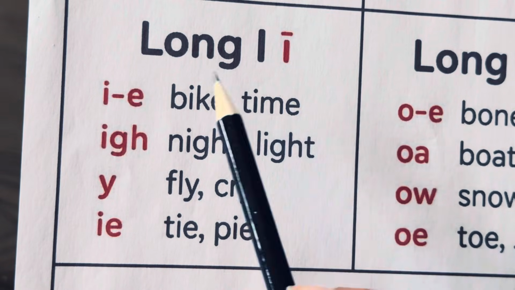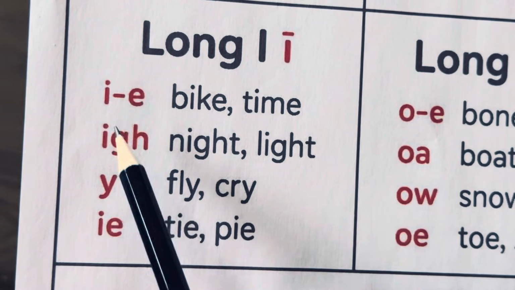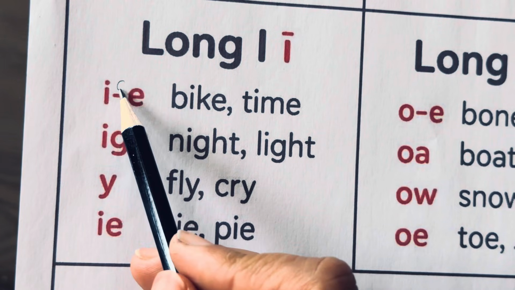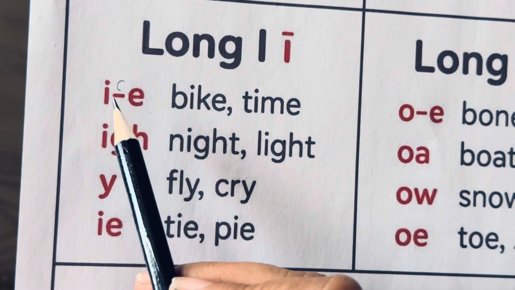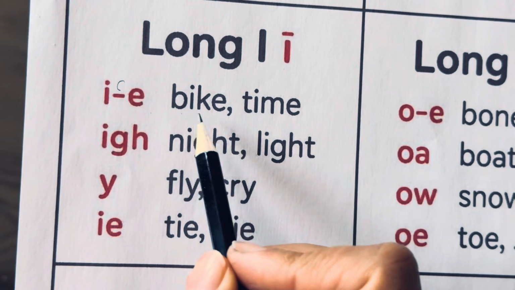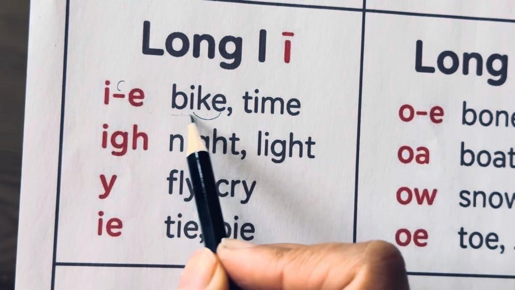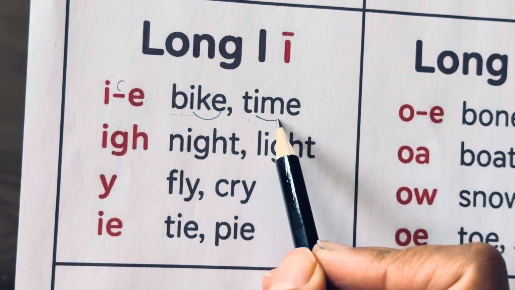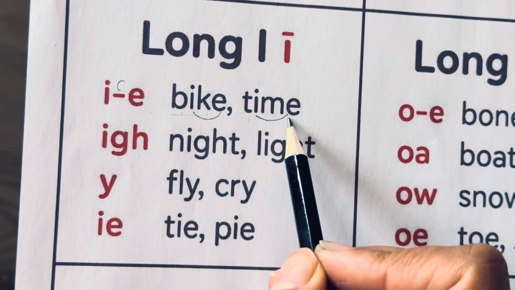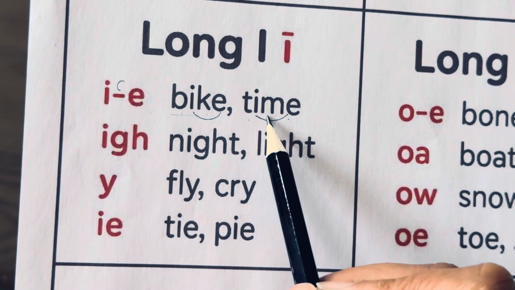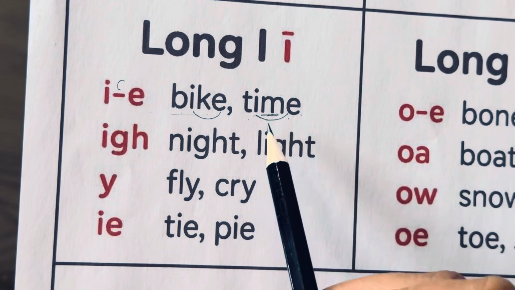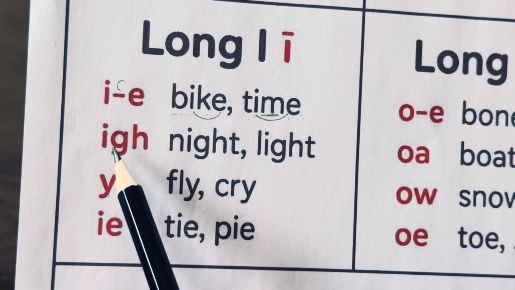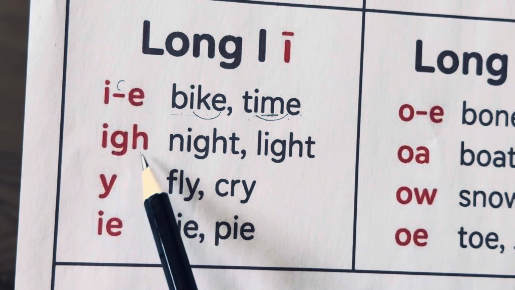Long vowel I with different spelling patterns. Whenever you see a vowel, a consonant and a silent E, then we will read I as the long vowel I sound, as in b, i, k, e, bike; t, i, m, e, time. Because we have a vowel, this is a consonant and a silent E, so we are reading I as the long vowel I sound. Time.